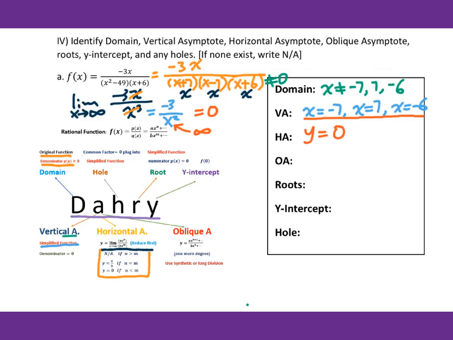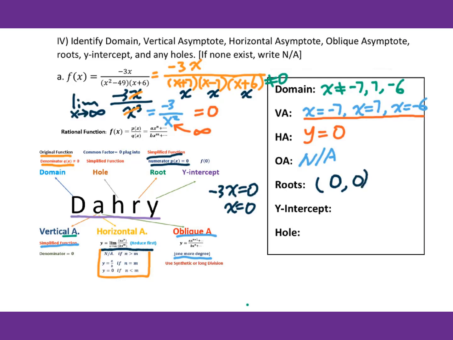For the oblique asymptote line, the keyword is one more degree. Therefore, it's not available. For the roots, you will set the numerator equal to 0. Therefore, negative 3x equals 0, x equals 0. For the roots, you will get 0, 0.